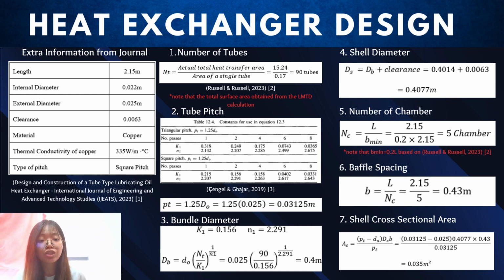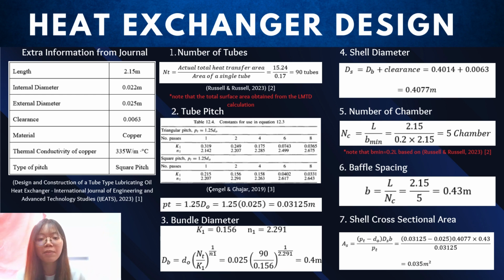So the next is shell diameter. We are using the Kern method: Ds equals Db plus clearance. Ds stands for the shell diameter and Db stands for the bundle diameter, and the clearance is from the journal. After substituting all this, we get the shell diameter equal to 0.4077 meters.